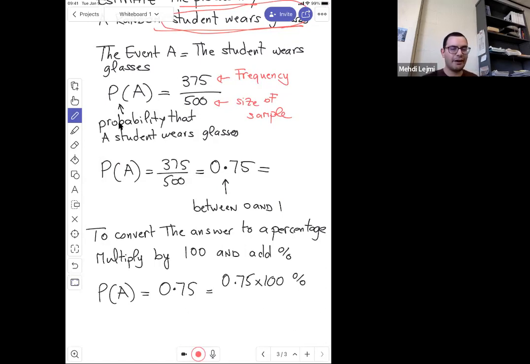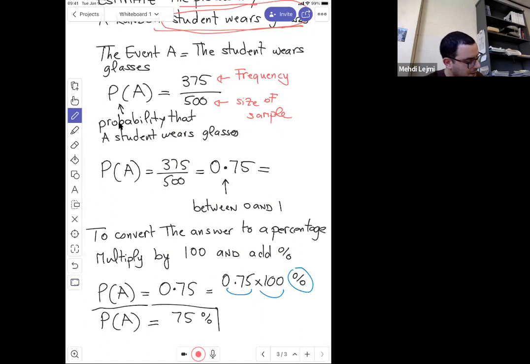So 0.75 times 100, that's 75, right? So the probability of the event A is just 75. That's my 0.75 times 100, that's 75. And then I have, of course, the percentage symbol. So here's my final answer. The probability of this event A is 75%.